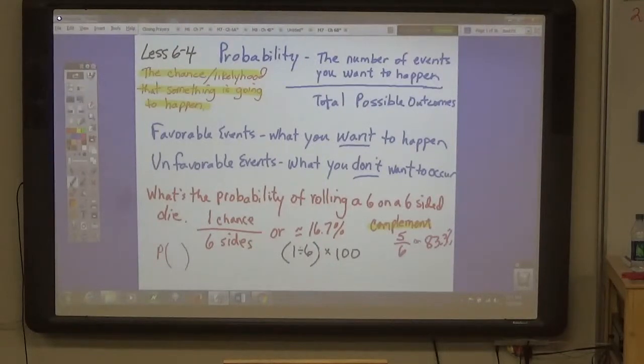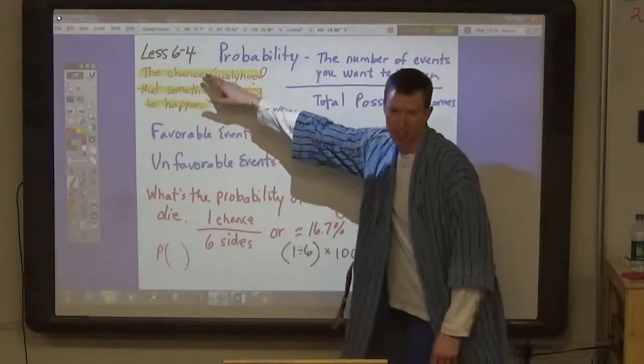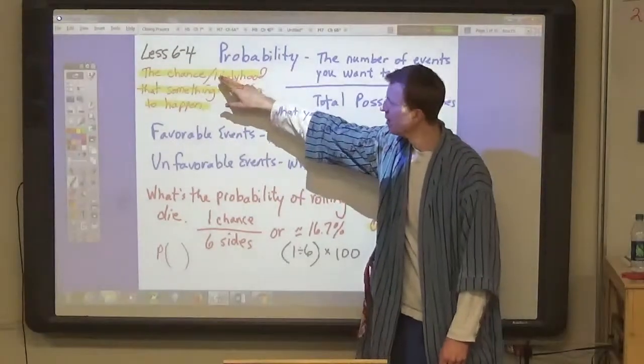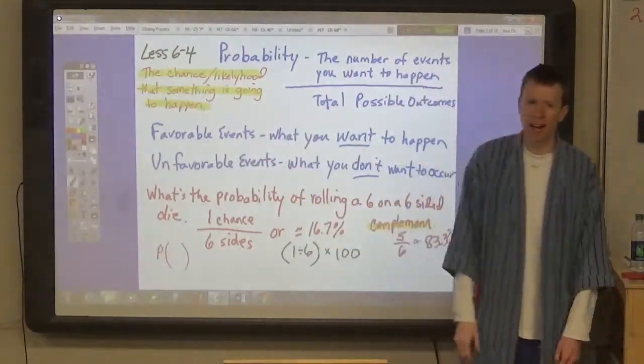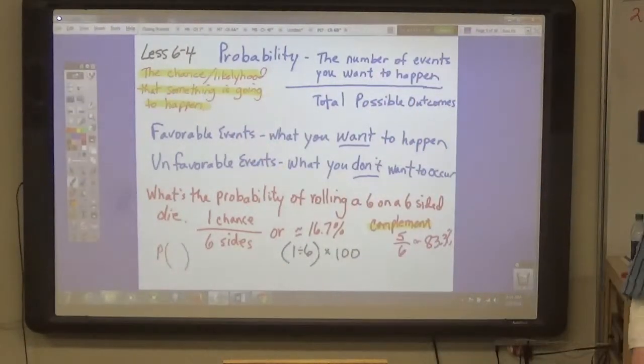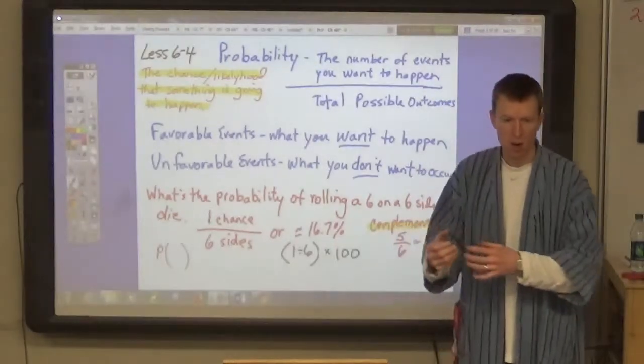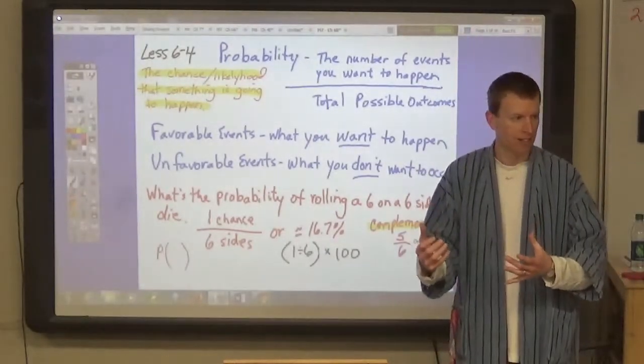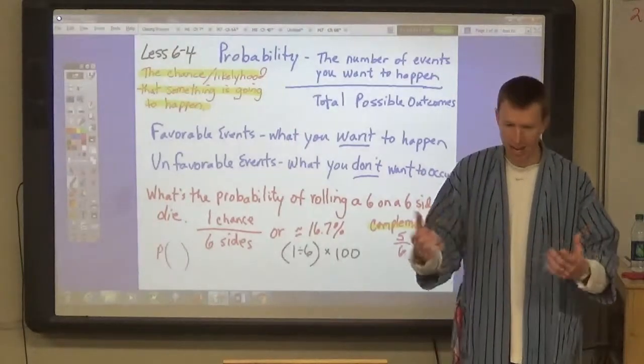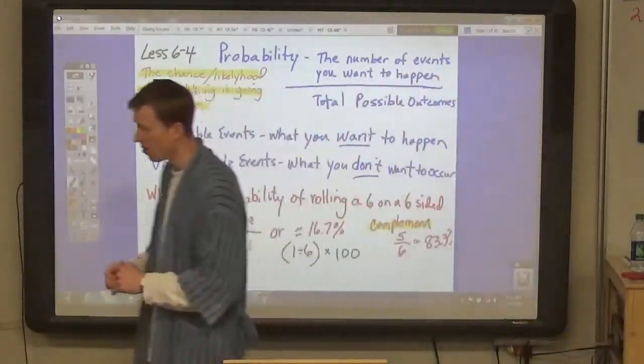Alright, 7th graders, we're going to go through a lesson on probability, the chance, the likelihood that something is going to happen, okay? That's what probability means: the chance, the number of chances, or the likelihood that an event is about to happen, or could happen, okay?